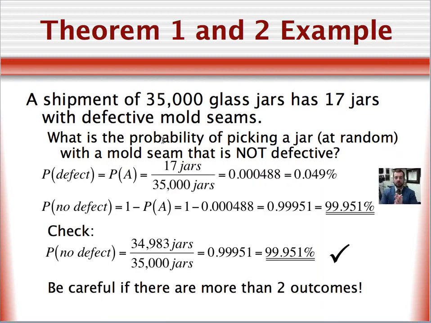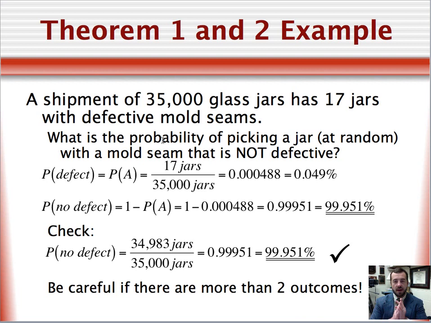Okay, so let's check your answer. First of all, the probability of having a defective jar would simply be 17 divided by 35,000, 0.049%. To calculate the probability of not having a defective jar, all we need to do is subtract 1 minus this value, and we get 99.951%. To double check our answer, all that we have to do is subtract 17 from 35,000, 34,983, divide that by 35,000, and we get 99.951%.